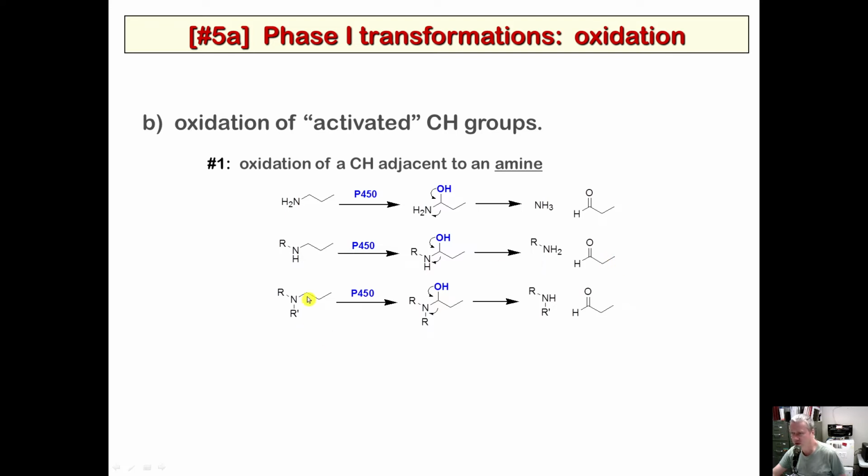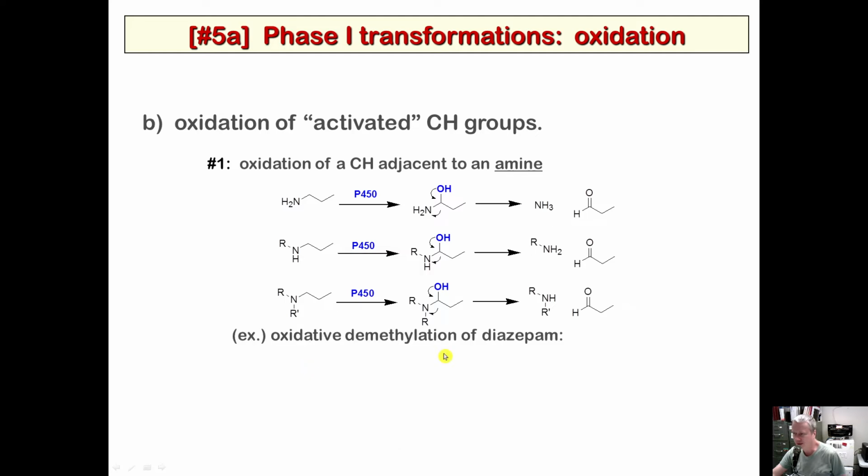What about a tertiary amine? With a tertiary amine, it can get oxidized by P450 to make the little alcohol thing, and then that alcohol can swing down, kick off, and now you have a secondary amine. So the tertiary amine gets converted to a secondary amine. Net effect, oxidative dealkylation. We oxidatively removed the propyl group, right?